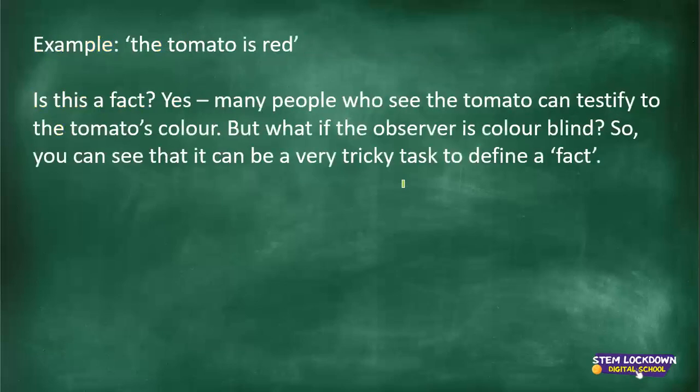Another example, you can say the tomato is red. Is this a fact? Yes. Many people who see the tomato can testify to the tomato's color. You've seen tomatoes. When it's ripe, it's red. But what if the observer is colorblind? Say you have a sample size of people who are there to observe, and some of them are colorblind and they're saying, no, this is not red. That can then be very difficult and tricky to define as a fact. So that is a tricky thing to do.